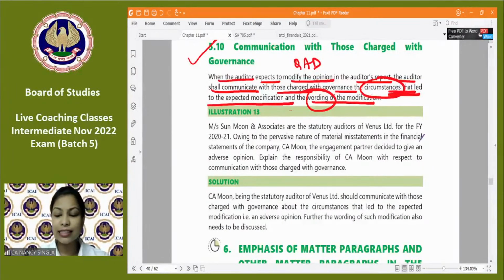Let's take another example. Let's say the inventory and debtors are not realizable, and they constitute 80% or 90% of the total assets, and such fact is not mentioned in the financial statements. So it is material, and pervasive also, because it constitutes a substantial portion of the financial statements. So adverse opinion. What example can we take for disclaimer?